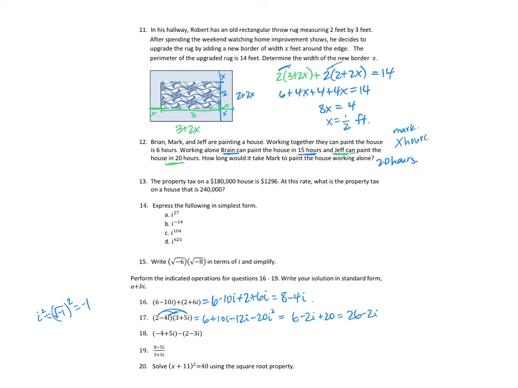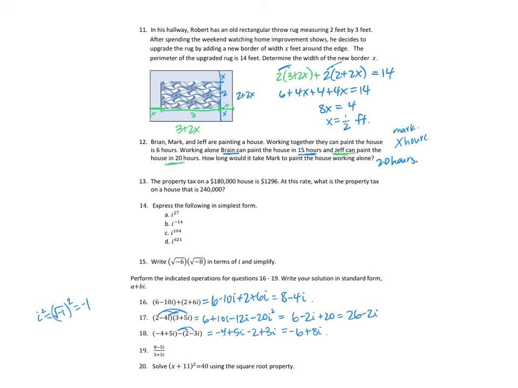So for the next one, I'm just going to distribute that negative across here. So I'll have negative 4 plus 5i minus 2 plus 3i. And so it looks like the negative 4 minus 2 is negative 6, and the 5i plus 3i is going to be plus 8i.